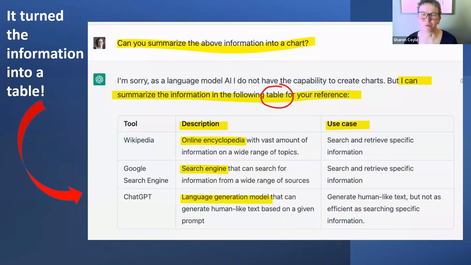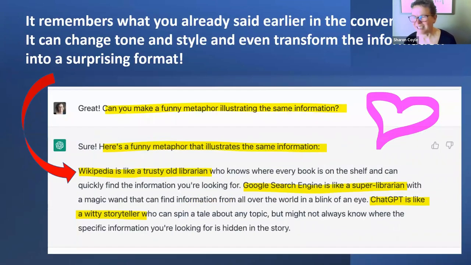So here's where it gets really fun. Then I said, all right, can you make a funny metaphor illustrating the same information? And it said, sure. Do you notice I'm falling into the danger where you start talking to it like a human? Do you see me responding? Great, like it needs feedback. And then it responds to me, sure. Here's a funny metaphor that illustrates the same information.